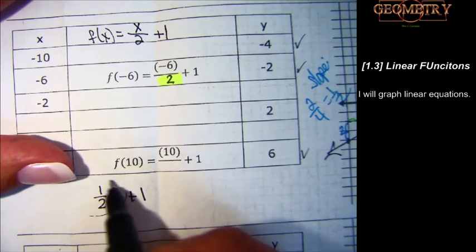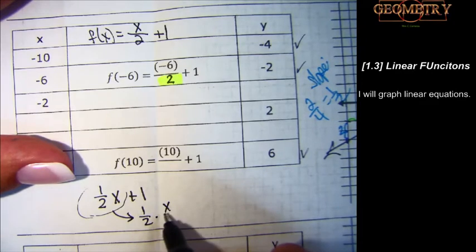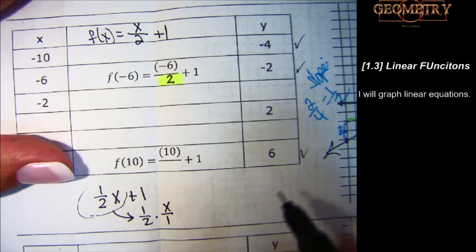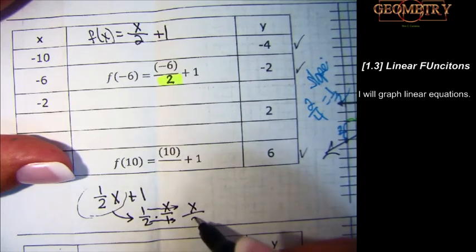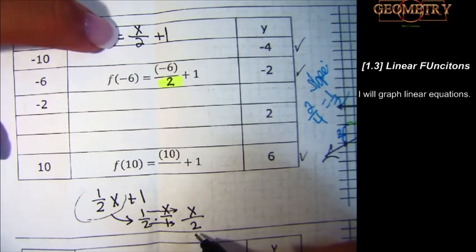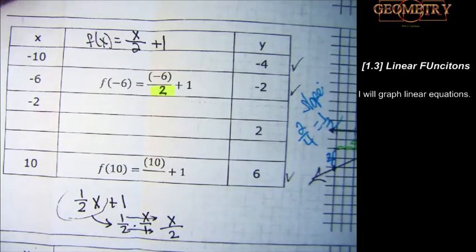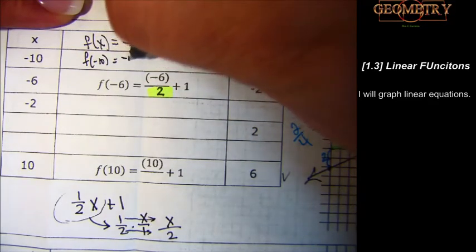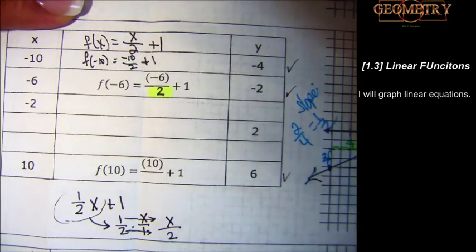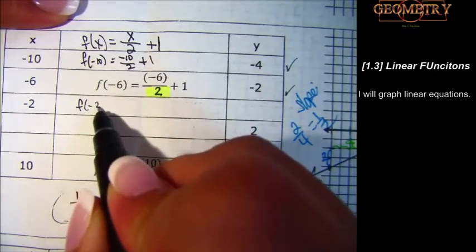Whenever I have this set up right here, I can think of it as 1/2 times x over 1. Then if I multiply straight across, 1 times x is x, 2 times 1 is 2, and that becomes this piece right up here. Okay? Now we have all the information, we can start filling in our table. So f of -10 equals -10 over 2 plus 1, then -2, so this is f of -10 equals -4.